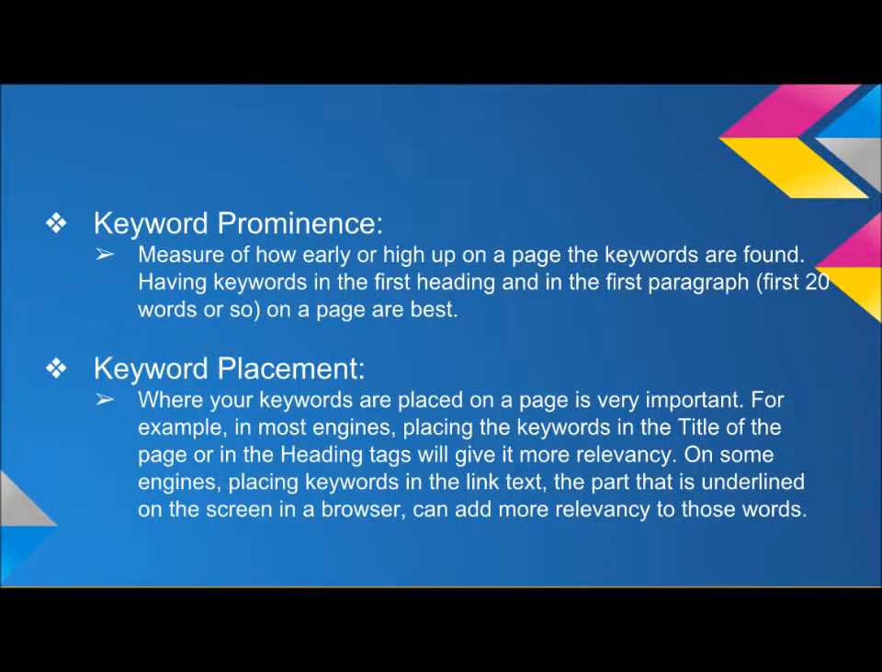Keyword placement. Where your keywords are placed on a page is very important. For example, in most engines, placing the keyword in the title of the page or in the heading tags will give it more relevancy. On some engines, placing the keyword in the link text, the part that is underlined on the screen in a browser, can add more relevancy to those words. So keyword placement is another important thing.